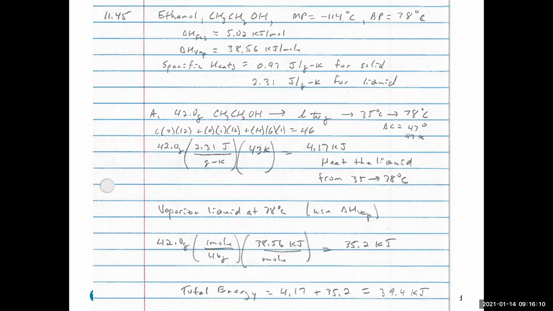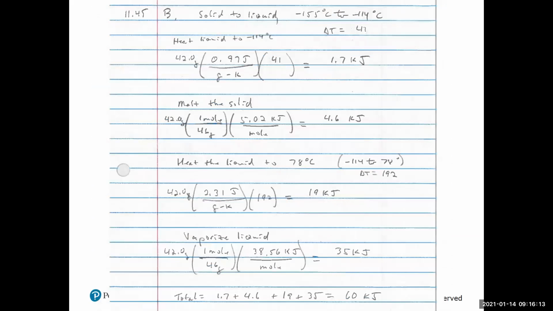Okay, let's look at B. Here we're going to take that same amount and we're going to convert from minus 155 to 78 to the vapor phase at 78 degrees C. We have all those same constants that we had before. So that hasn't changed, all that background information we were given. If we calculate our delta T, that's 41.